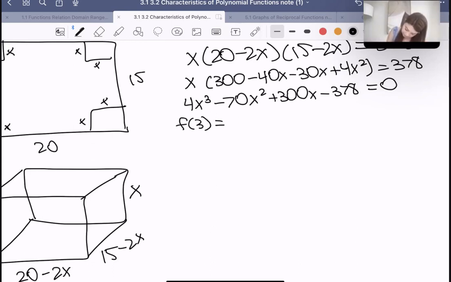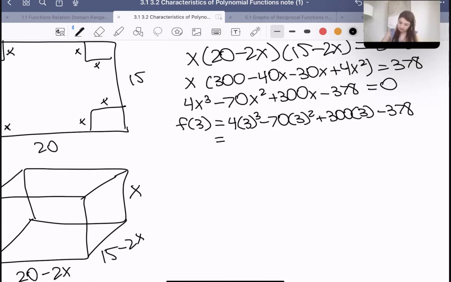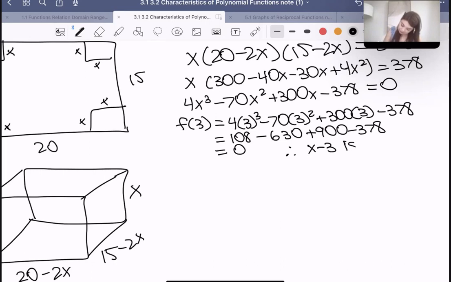What's f of 3? That would be 4 times 3 cubed minus 70 times 3 squared plus 300 times 3 minus 378, which would be, let's see, 4 times 27. 4 times 27 would be 108 minus, let's see, 70 times 9 would be 630 plus 900 minus 378. And if we add all that up, I do think we get 0. We do get 0, yes. Awesome. So therefore, x minus 3 is a factor.